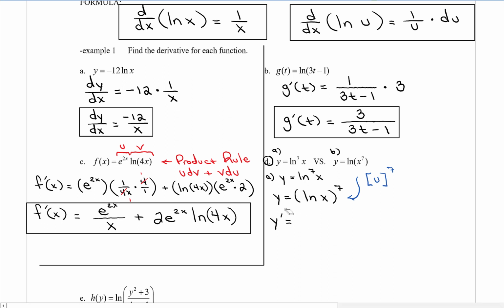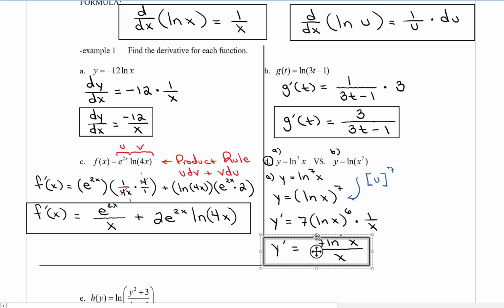u. So now here we're going to have y prime is equal to 7 times, open up a set of parentheses, natural log of x, close the parentheses, raised to the 6th power, times the derivative of the inner function, which is the natural log of x, so that's going to be times 1 over x. So y prime is going to be equal to 7 times the natural log of, I'm going to write the 6th power right between the natural log and the x. So it actually means the natural log of x, the entire natural log of x being raised to the 6th power, all over x. And I'm going to box that answer in.